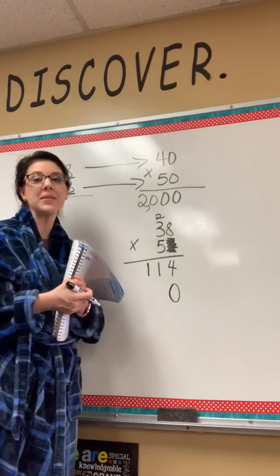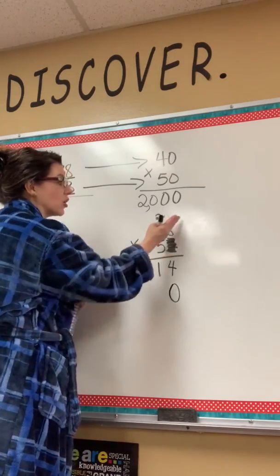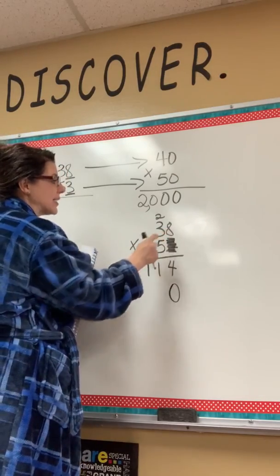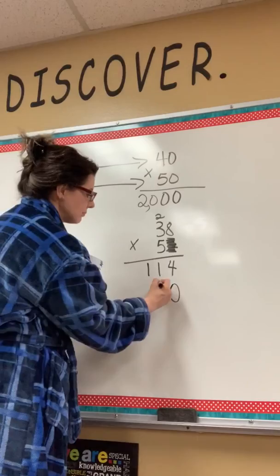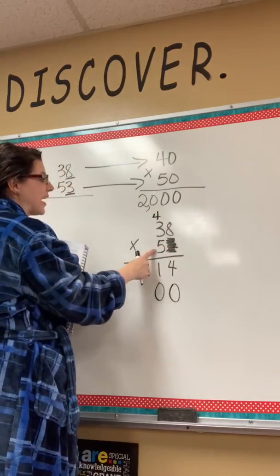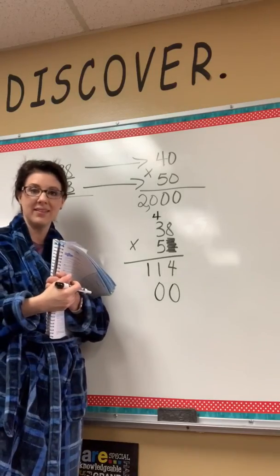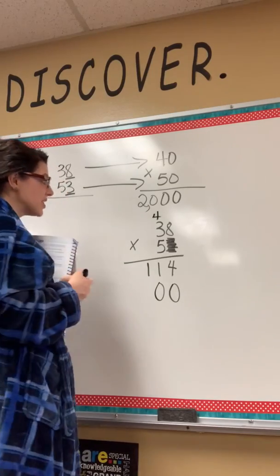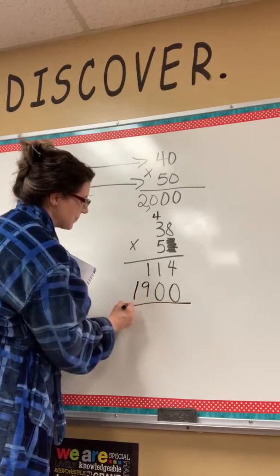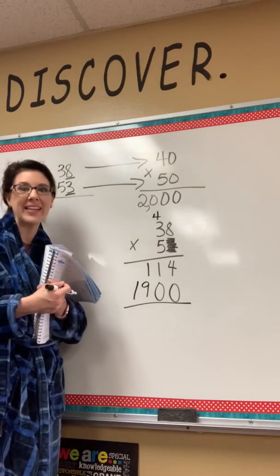When we multiply from the tens place, we multiply across first, okay? So 5 times 8 is 40. And 5 times 3 is 15 plus 4. That's right. Now we are ready to add.